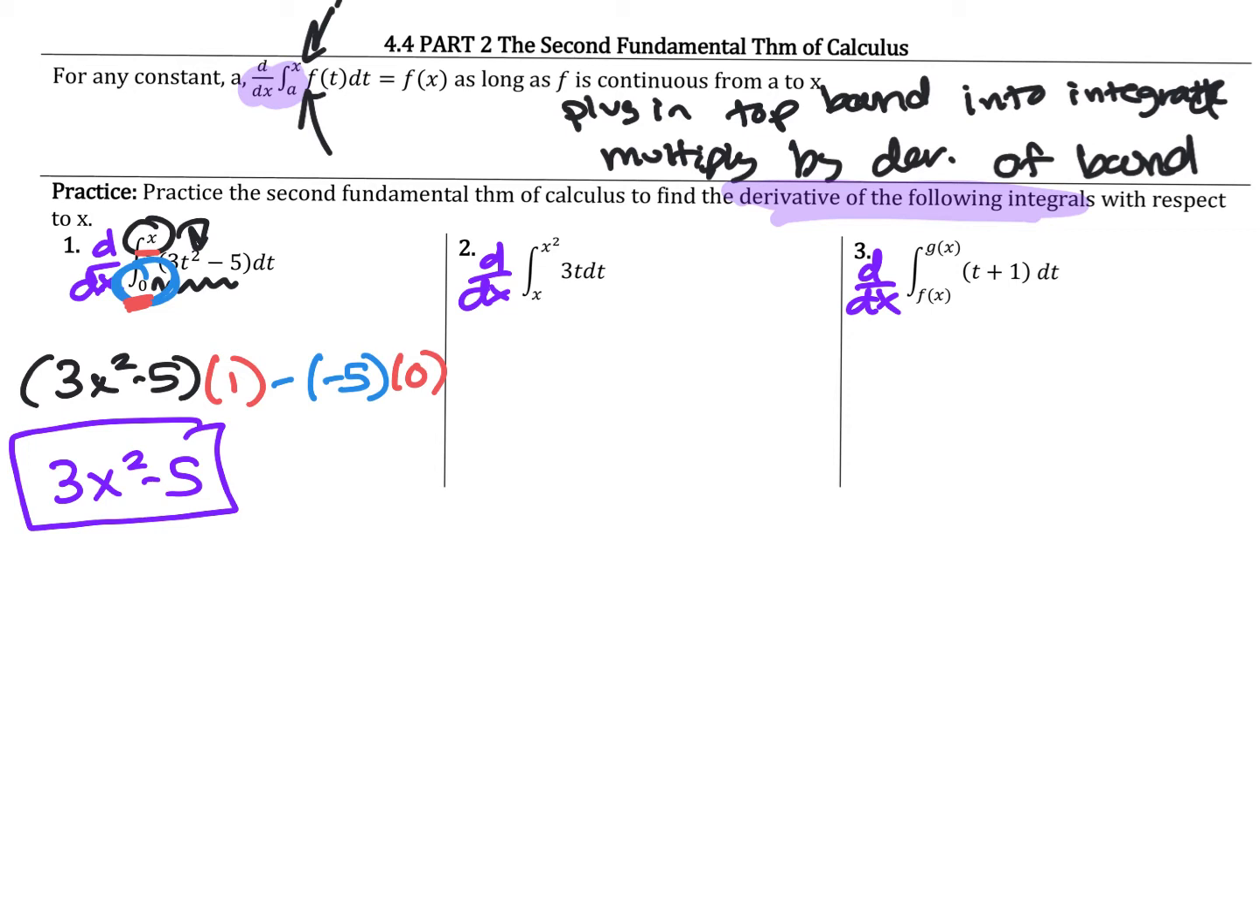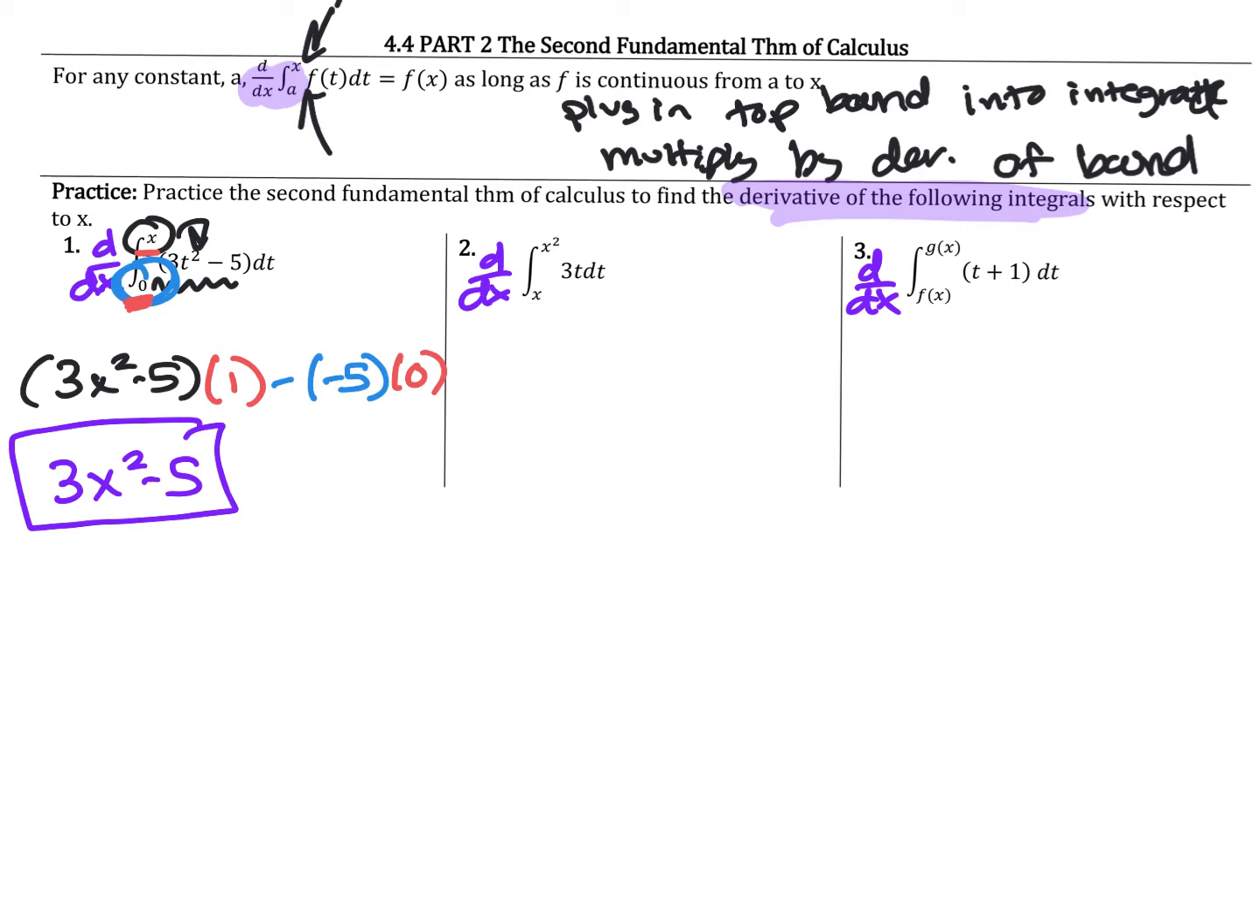So the second fundamental theorem of calculus, if we're taking the derivative of the integral, we're looking at the integrand, the inside part, the part in between the integral symbol and your dx or dt. We're evaluating that at the upper and lower bounds and multiplying each of those evaluation steps by the derivative of that particular bound. So let's look at number 2.